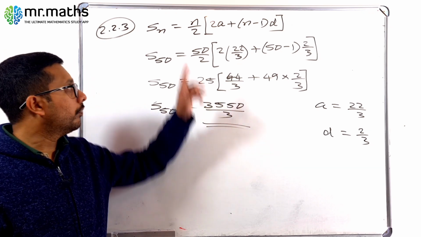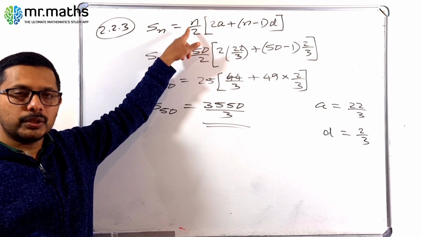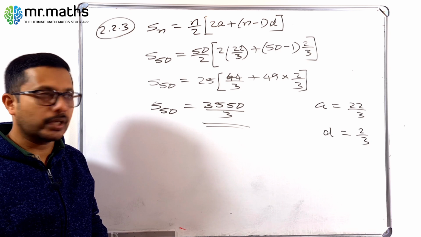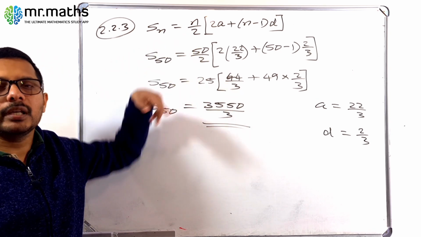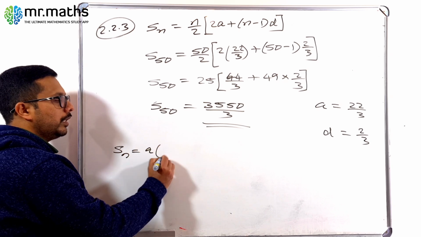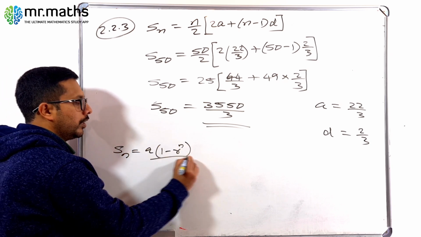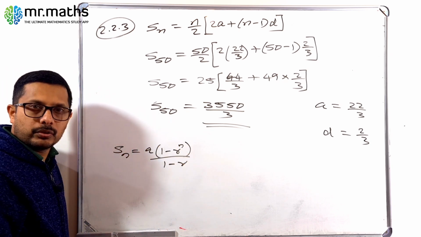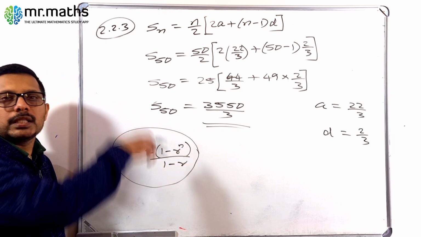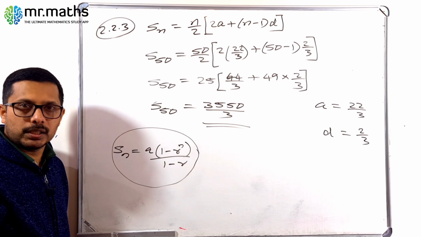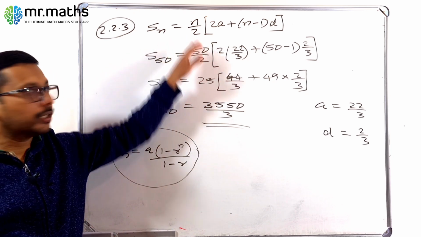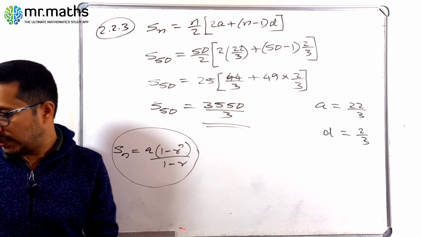Why can we use this formula? Because it is given that this question is an arithmetic sequence. In case it is a geometric sequence, which formula are we supposed to use? A into 1 minus r raised to n divided by 1 minus r. Do you remember this formula? That is for a geometric sequence, but this is arithmetic, so we can use this formula. That is question number 2.2.3.